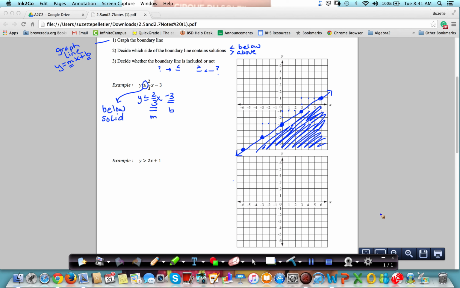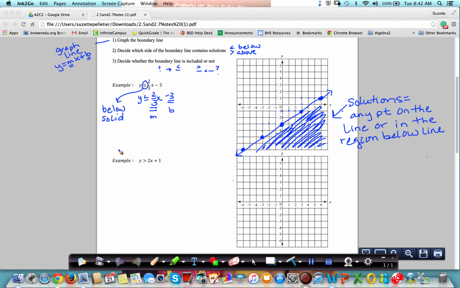So there's my graph. The question asked you for all the values of y that would be less than or equal to this line. Those are all the solutions. Any point in that region is a solution. So in this case, actually, any point on the line or in the region below the line are solutions, okay? Any point on the line or in the region below the line. So I could choose any one of those ordered pairs to be a solution.